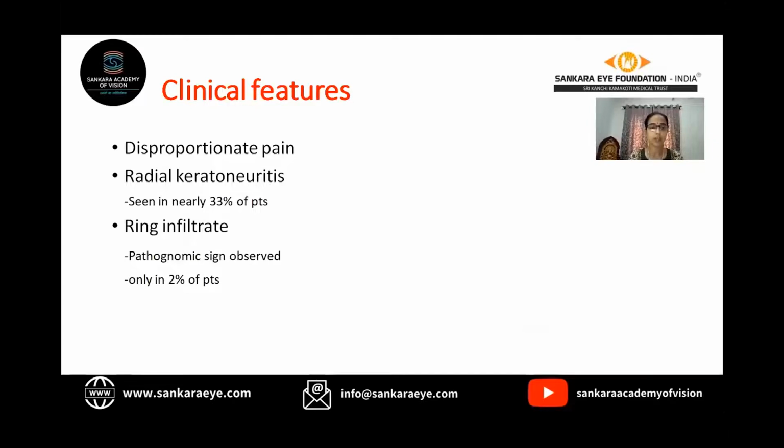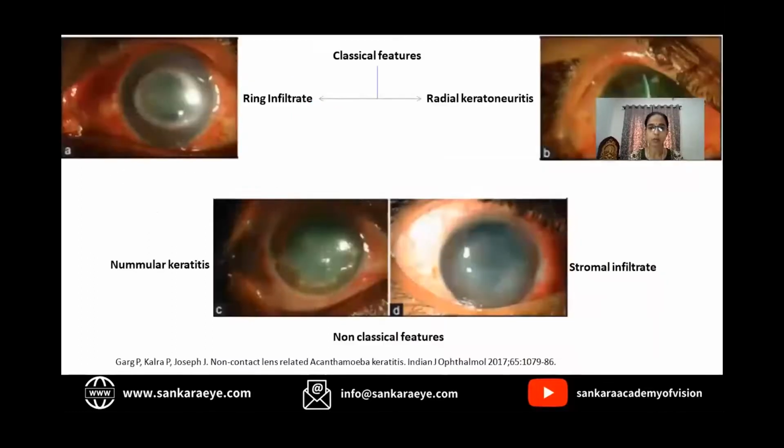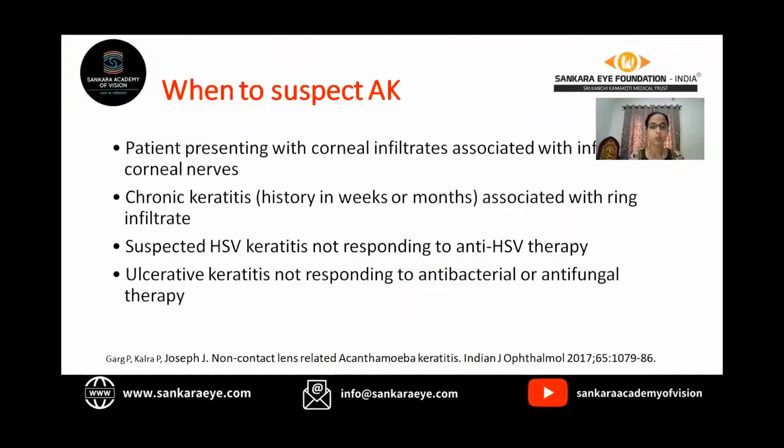The typical clinical features are disproportionate pain, radial keratoneuritis, which is inflamed corneal nerves with inflammation of the adjacent stroma, and ring infiltrate, which is a pathognomonic sign. But one must remember that these typical clinical features are not present in all cases. There is a highly varied presentation of Acanthamoeba keratitis. When it presents with the classical features, it is easy to diagnose. It is not surprising to misdiagnose it as viral keratitis when it presents as epithelial lesions, and as fungal keratitis when it presents as stromal infiltrate, and treat accordingly.